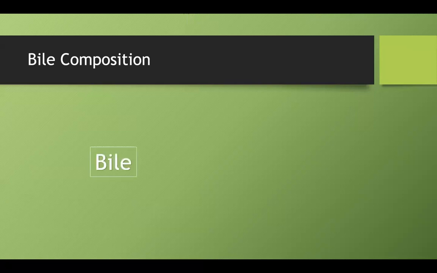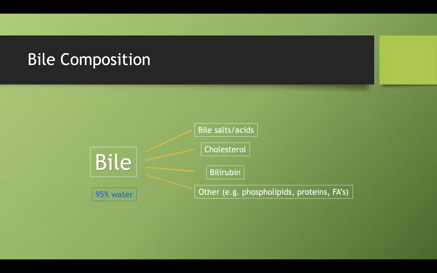So I'll draw that in a picture. If this is our bile, just want you to realize that it's 95% water, and it's also made of these salts, cholesterol, bilirubin, and other products. And we'll go over this framework when we talk about gallstones.